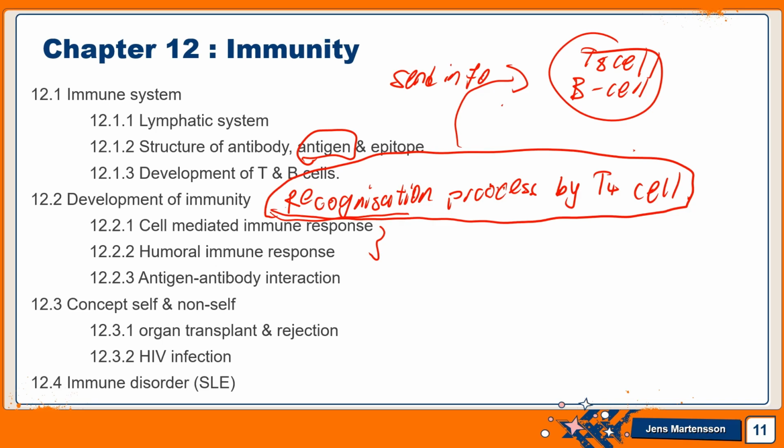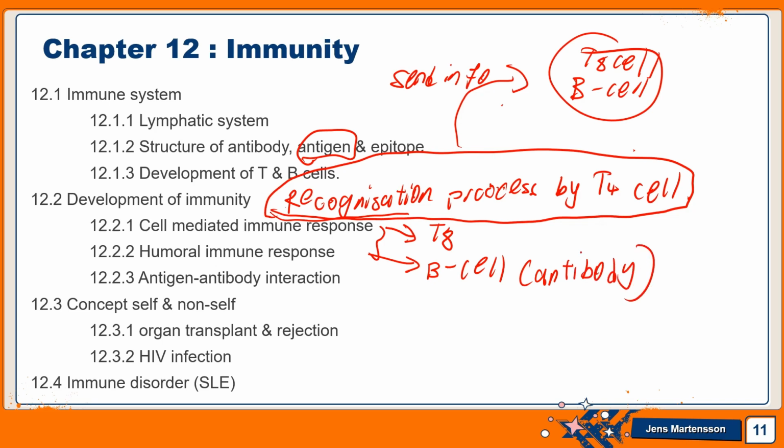And in our human body, there are two types of immune response: cell-mediated immune response and humoral immune response. Cell-mediated immune response is by T8, and humoral immune response is by B cell. Th cell will handle cell-mediated, and B cell will handle humoral immune response. And humoral immune response will require antibody.